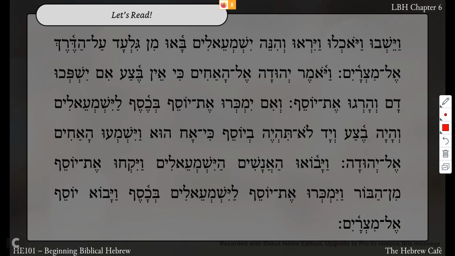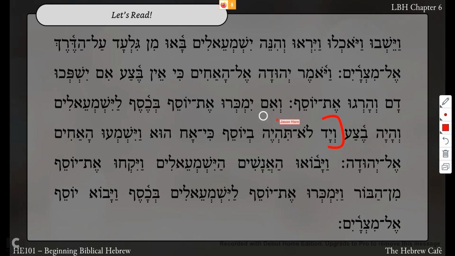la yishmeelim, to the Ishmaelites, v'haya vetza, and they will have benefit, or they will have gain. This is the future. Haya is the past, but it's v'haya, and it will be. V'haya vetza.